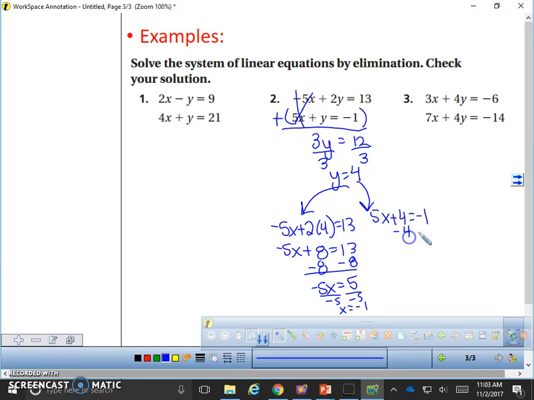Take away 4, take away 4. 5x equals negative 5. Divide by 5, x equals negative 1. We did it right. We both got x equal to the same thing. The solution is x is negative 1, y is 4.